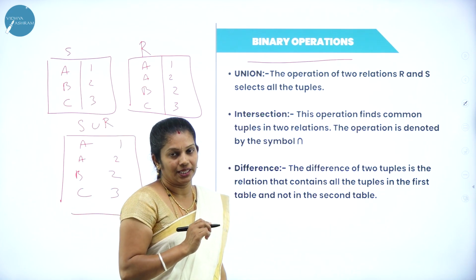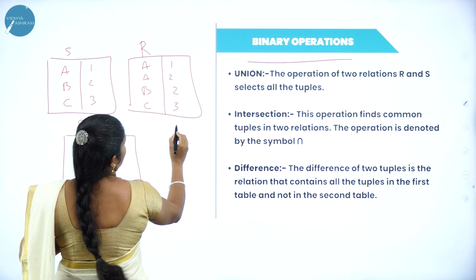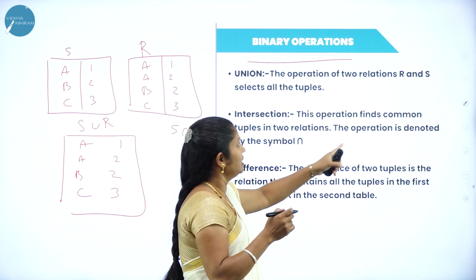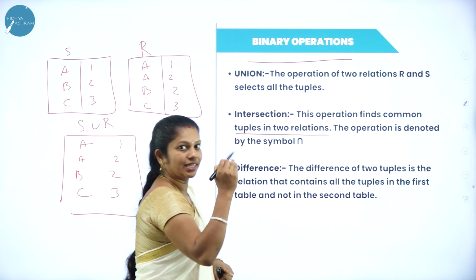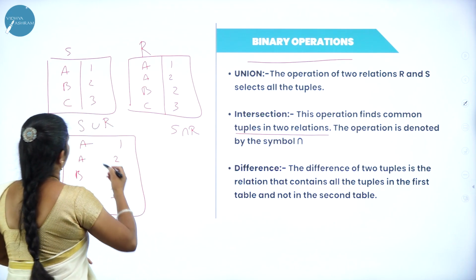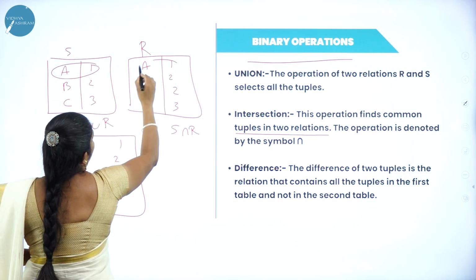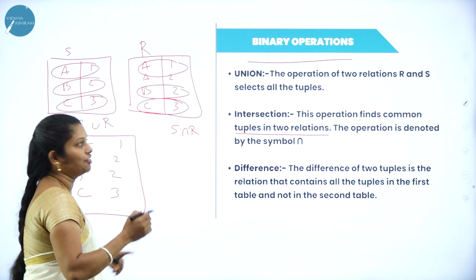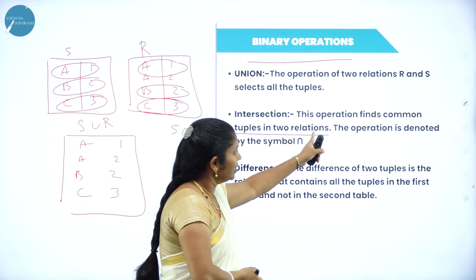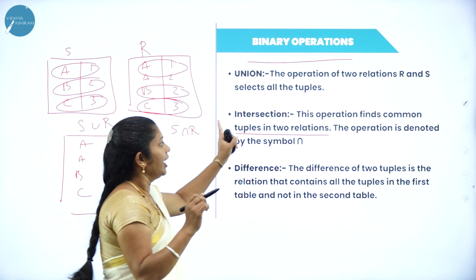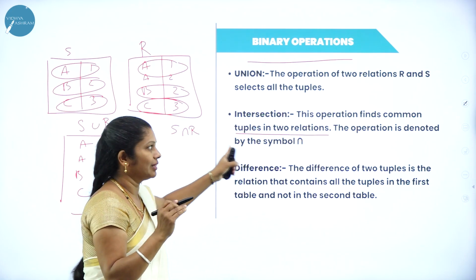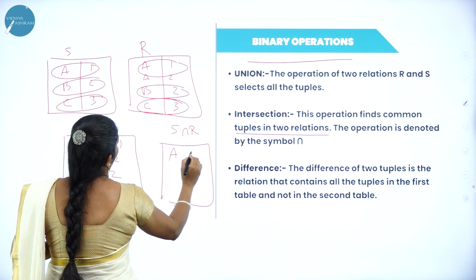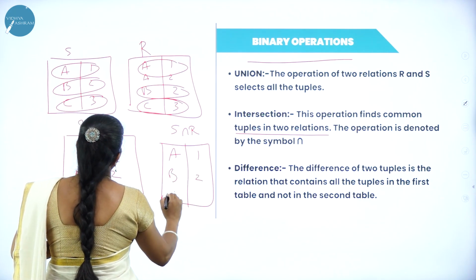Then intersection, or we can call it S intersection R. How will the operation perform? This operation finds common tuples. Which values will be common here? On this one, A1, here also A1, B2, B2, C3, C3. If you display intersection, this operation finds common tuples in two relations. Whichever is common, it is going to select. For example, on that relation we are going to get A1, then B2, then C3.